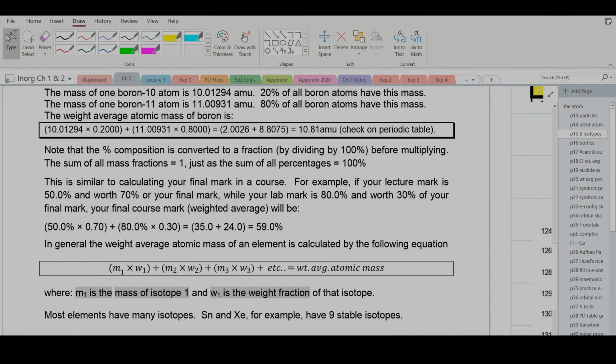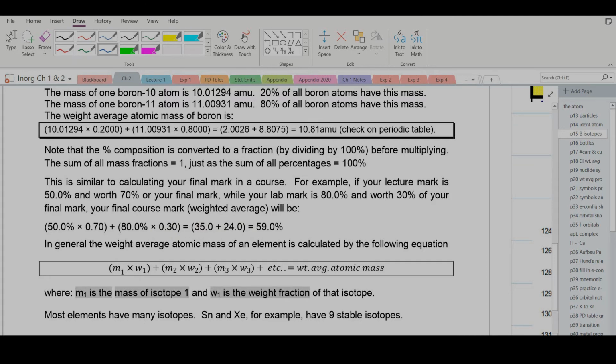So this is similar to calculating your final mark in a course. For example, if your lecture mark is 50% and it's worth 70% of your final mark, and your lab mark is 80% and worth 30% of your final mark, then your final course mark, the weighted average, will be 50% times 0.7 and 80% times 0.3 combined together, which is 59.